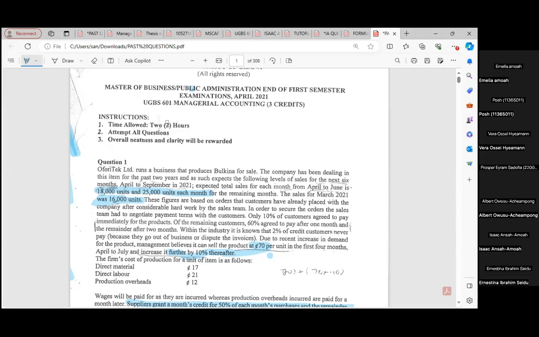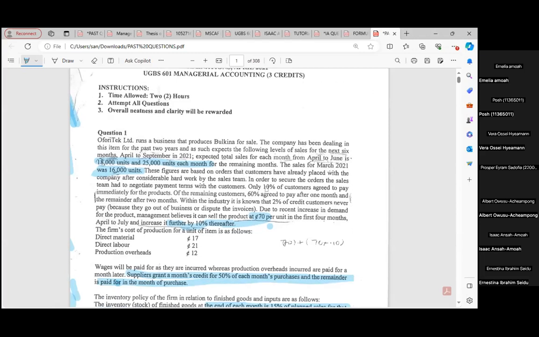Okay. Let's see. Fatia read this session a lot of times. Fatia, will you read for us? In order to secure the orders, the sales team had to negotiate payment terms with customers.